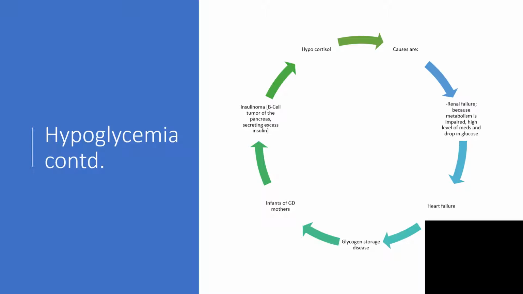Infants of gestational diabetic mothers, because they are exposed to high glucose level in utero. On being born to life, that high glucose environment is not there again, but the insulin is there. Then they will have hypoglycemia.